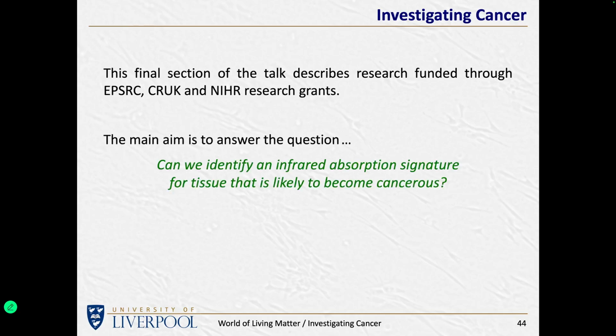It was started a few years ago to try and answer the question, can we identify an infrared absorption signature for tissue that is likely to become cancerous? In other words, if we shine infrared light on tissue, certain wavelengths of infrared light will be absorbed according to which molecules are present. Can we use that as a signature to tell us this tissue is likely to become cancerous in the future? In other words, we can reduce that down to the slightly pithier question, can we detect cancer before it is cancer?